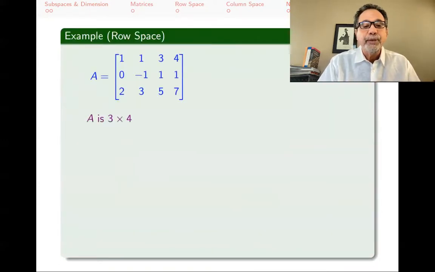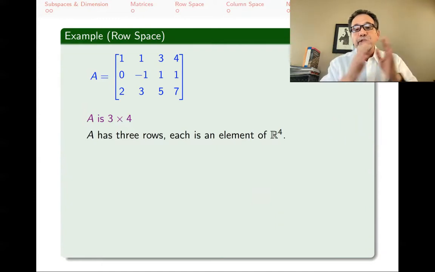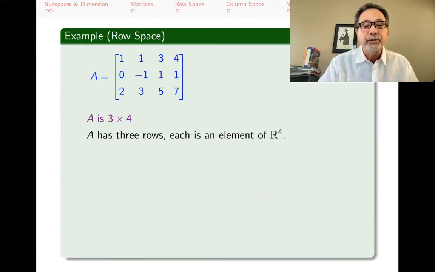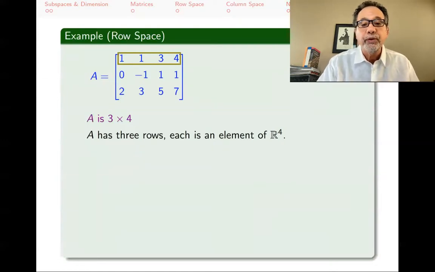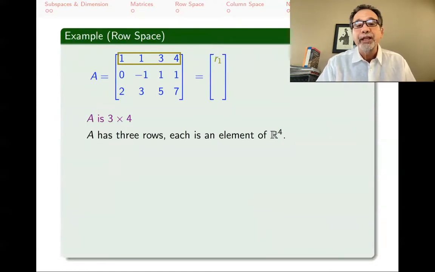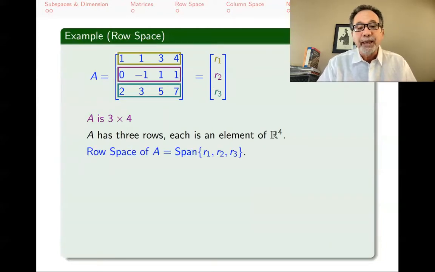First, the row space. This matrix is 3 by 4, 3 rows, 4 columns. Each of the 3 rows is an element of R4. There are 3 rows, but each of them has 4 entries, and they're elements of R4. So for example, there is the first row, 1, 1, 3, 4. And I'm going to call that R1. And there is the second row, and that's going to be called R2. And that's the third row, and that's going to be called R3. The row space is the span of these 3 row vectors, R1, R2, and R3.